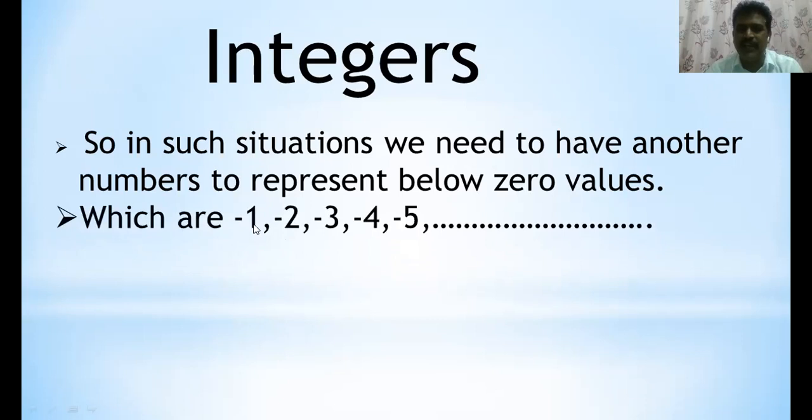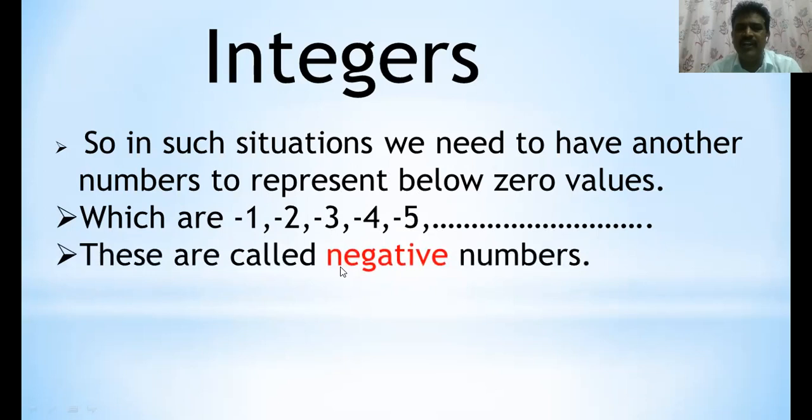Which are minus 1, minus 2, minus 3, minus 4, minus 5, minus 6, minus 7, minus 10, minus 100, minus 1000, like that, any numbers. These are below 0 or less than 0. Okay, so minus means negative. So these are called negative numbers.